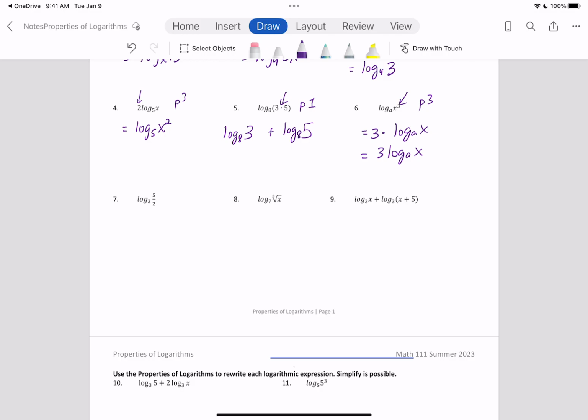Alright, then number 7, I'm given a quotient or a division. So this is property 2. We're going to rewrite it as a subtraction. And again, you don't have to use my method, obviously. But I like to rewrite for myself that I know both pieces are going to have log base 3 and it's a subtraction. And then I know m is the 5 and n is the 2.